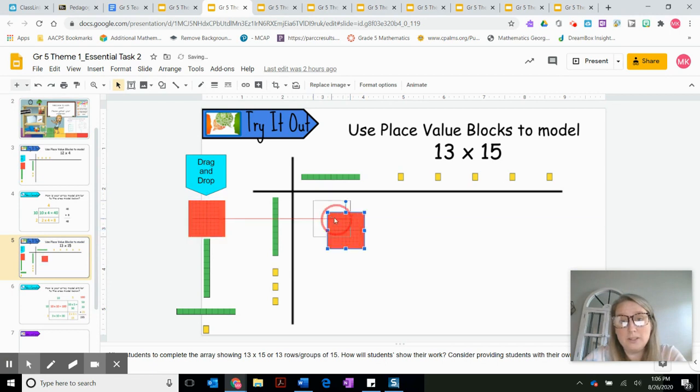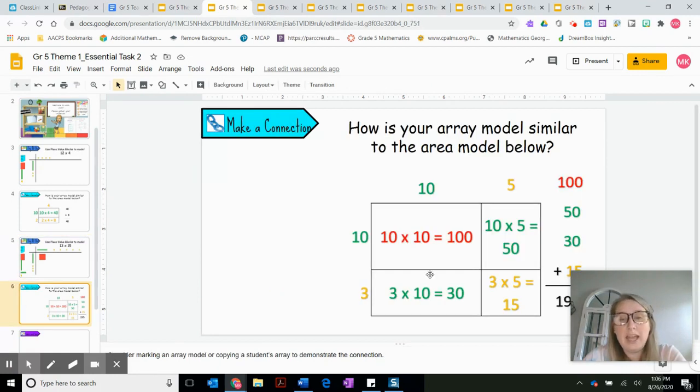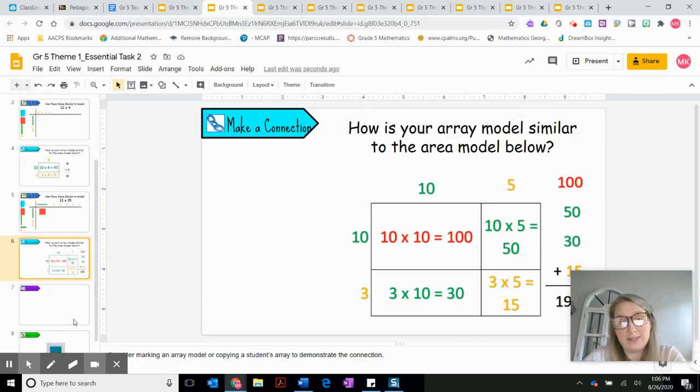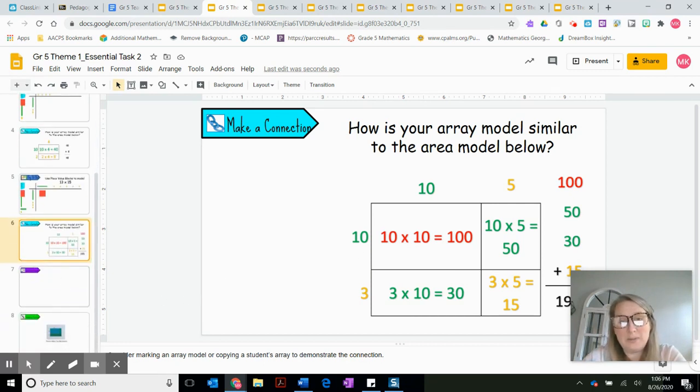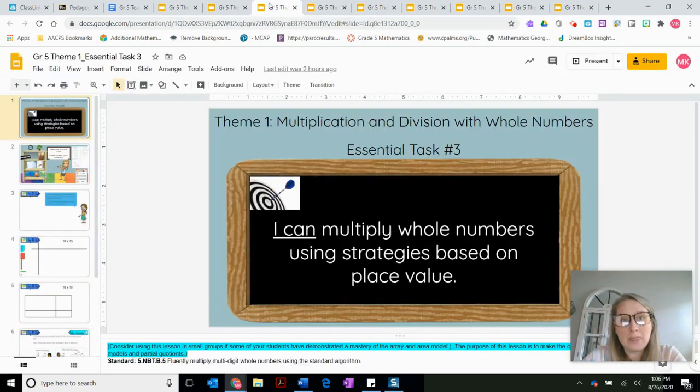They're going to build their answer, show their work, and then I could take a picture or an image and I could have students compare what that array model was and how is that similar to this area model. You'll notice that this is color coded, so hopefully that comparison will be a little bit easier for them.